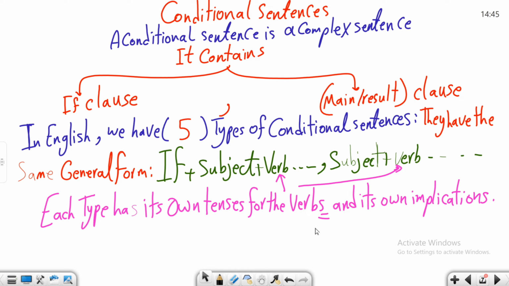My friends, please, if you didn't understand the tenses we have discussed before, you have to repeat them because you are going to need them. Now, we have 5 different types of conditional sentences. All of them have the same form, but they are different in terms of the tenses used in the if clause and the main clause.